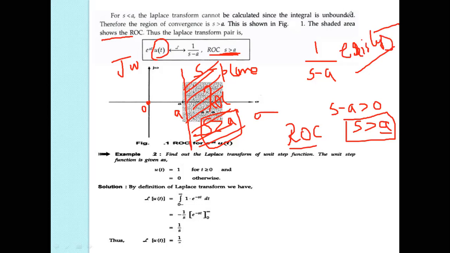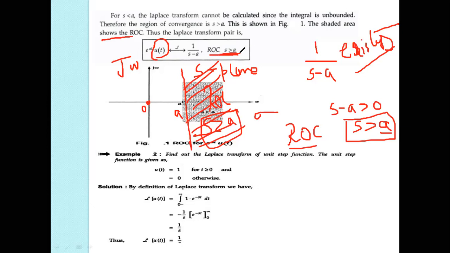Region of convergence. Remember that. It is very, very important. You have to remember, without the region of convergence, we can't apply it to find the inverse Laplace transformation. They give the Laplace transformation, and we find the inverse Laplace transformation by using the region of convergence.